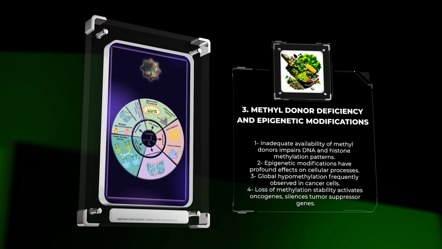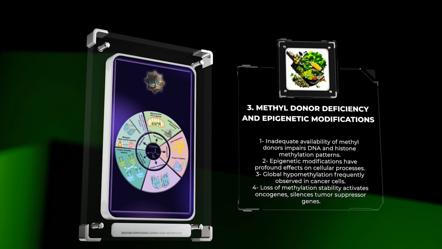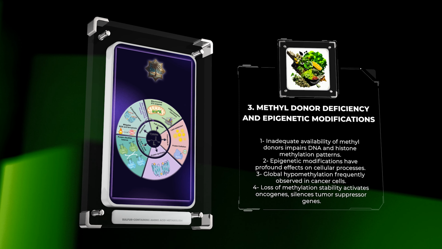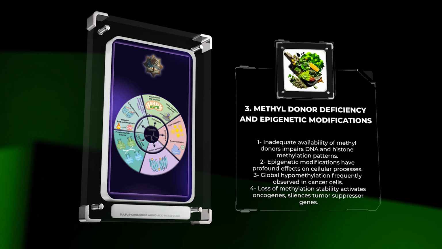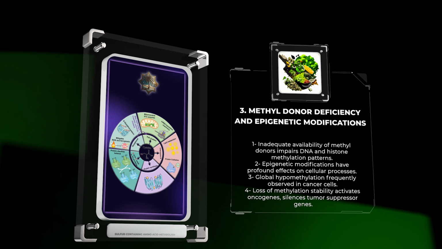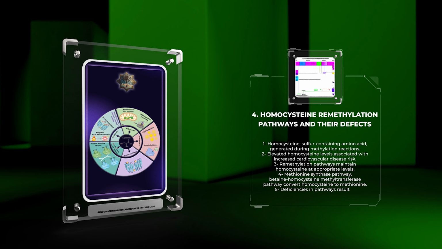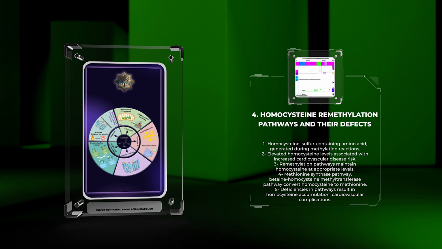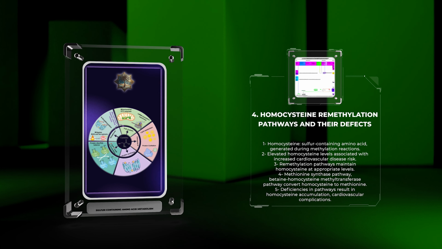For instance, global hypomethylation, characterized by a decrease in methylation across the entire genome, is frequently observed in cancer cells. This loss of methylation stability can lead to the activation of oncogenes and the silencing of tumor suppressor genes, contributing to tumor formation and progression. Homocysteine is a sulfur-containing amino acid that is generated as a byproduct of SAM-dependent methylation reactions. Elevated levels of homocysteine, known as hyperhomocysteinemia, have been associated with an increased risk of cardiovascular disease.